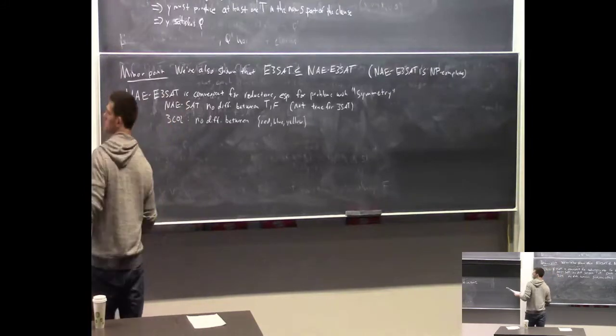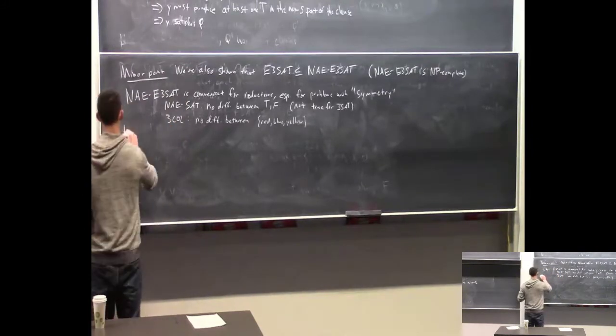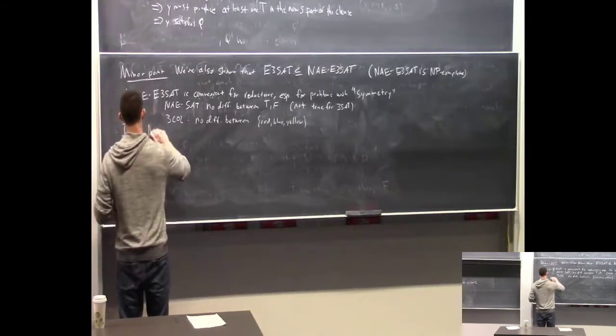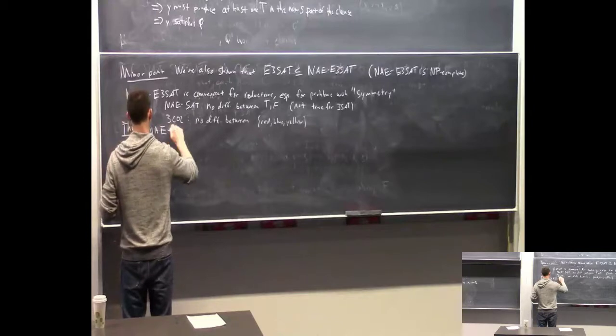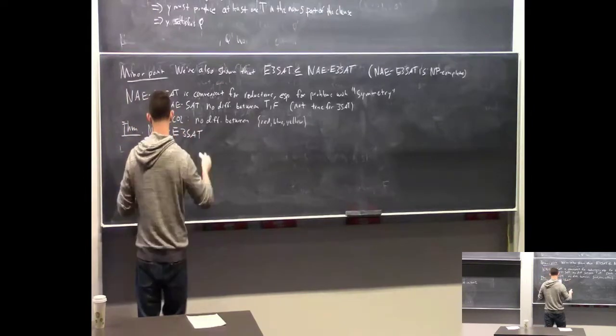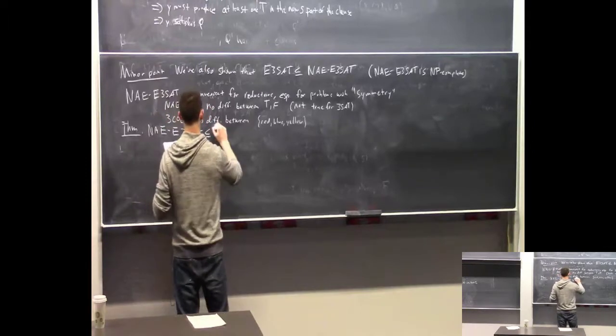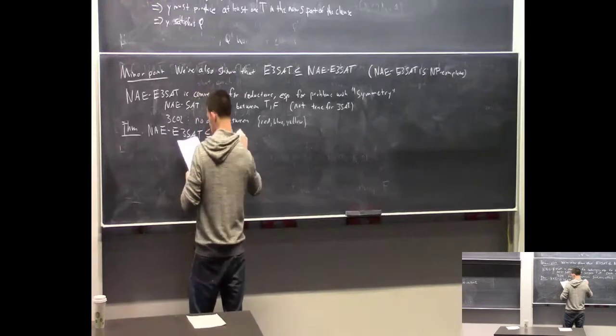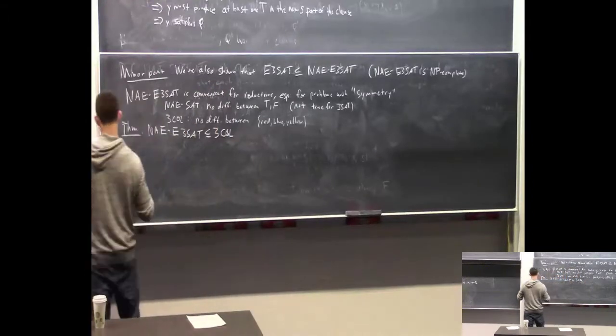Good. So now to conclude this first section, we will prove the following theorem. NAE-E3-SAT is going to reduce to 3 coloring. So, proof.